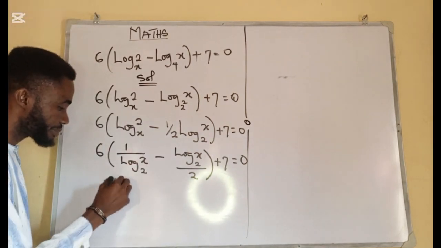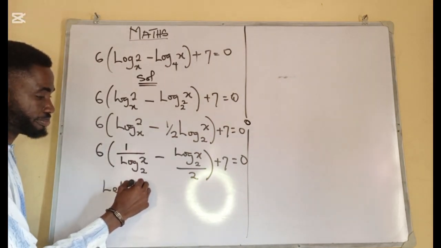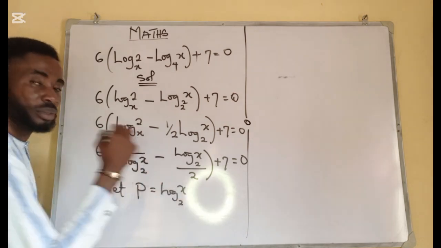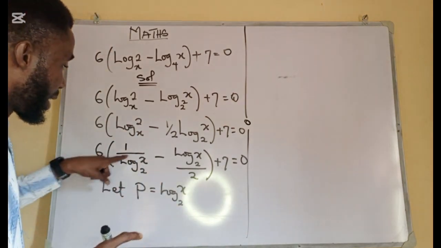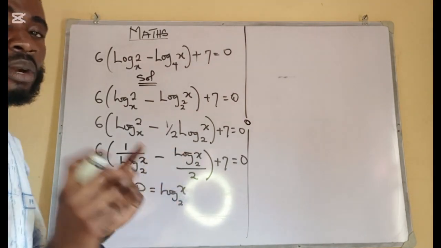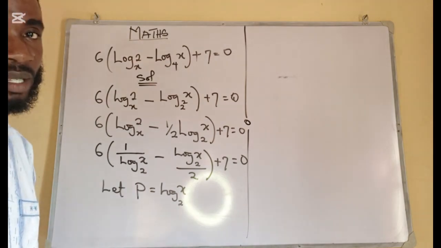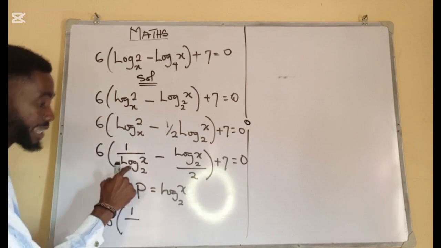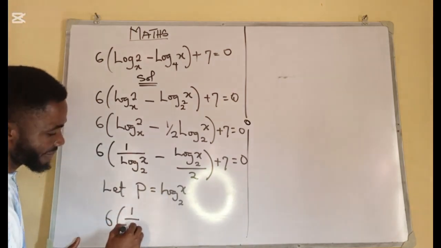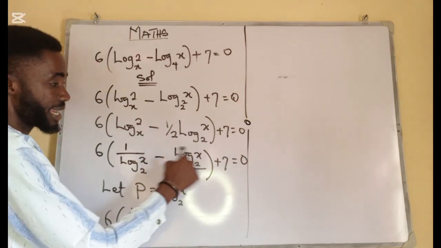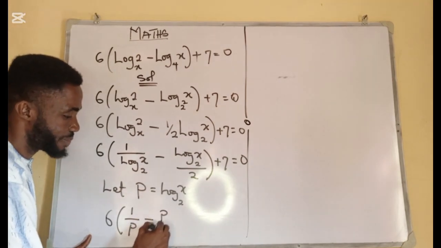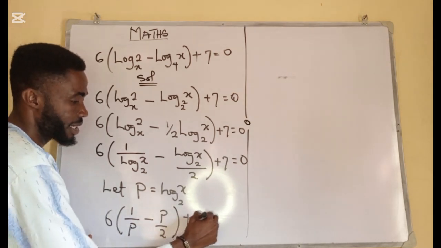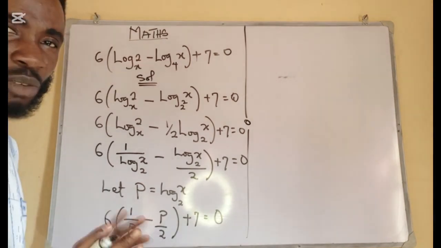So at this point now, I can give an assumption by saying let p be equal to log x to the base of 2. That is to say, anywhere I see log x to the base of 2, I will represent it as p. Are we making sense? Good. So here becomes 6 into 1 divided by p, minus, this guy becomes p divided by 2, plus 7 is equal to 0. Guys, are we making sense?